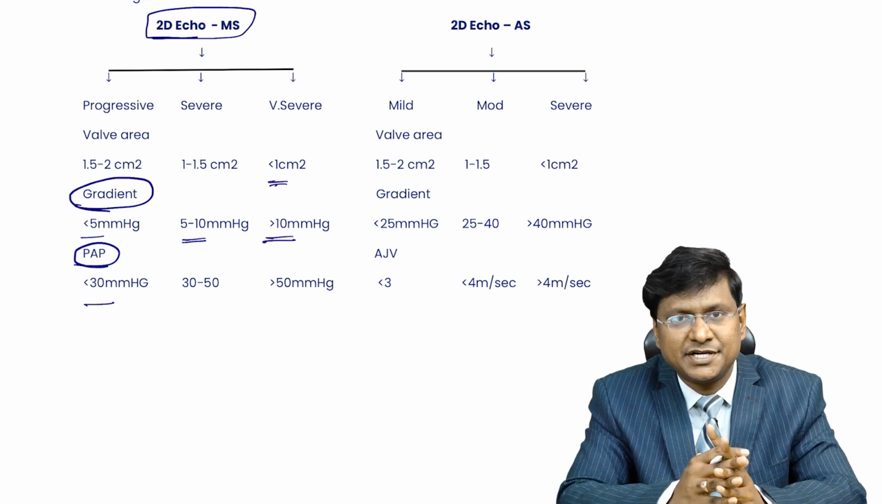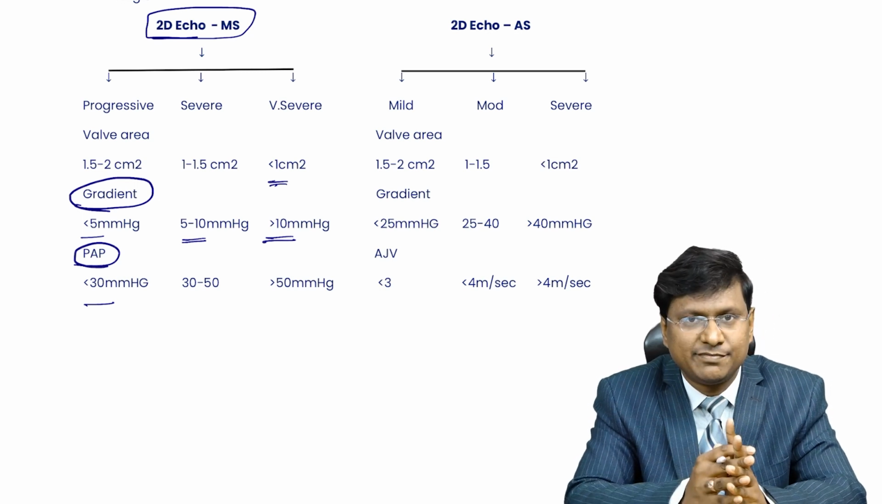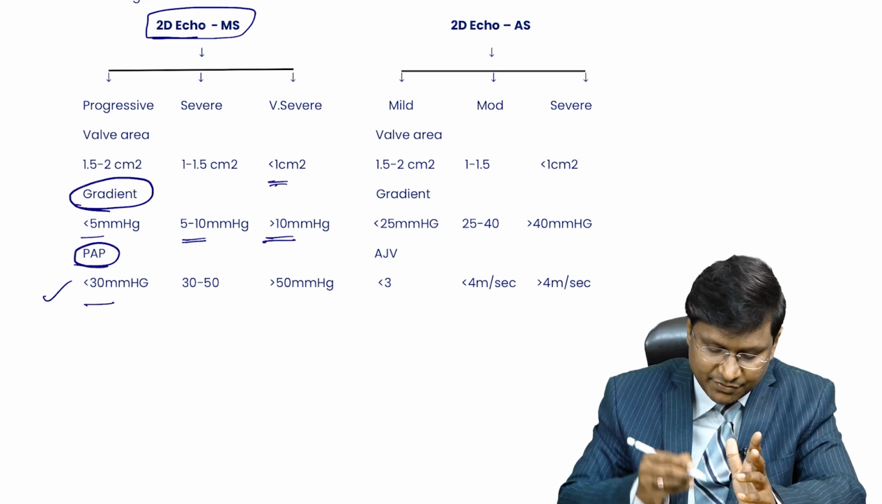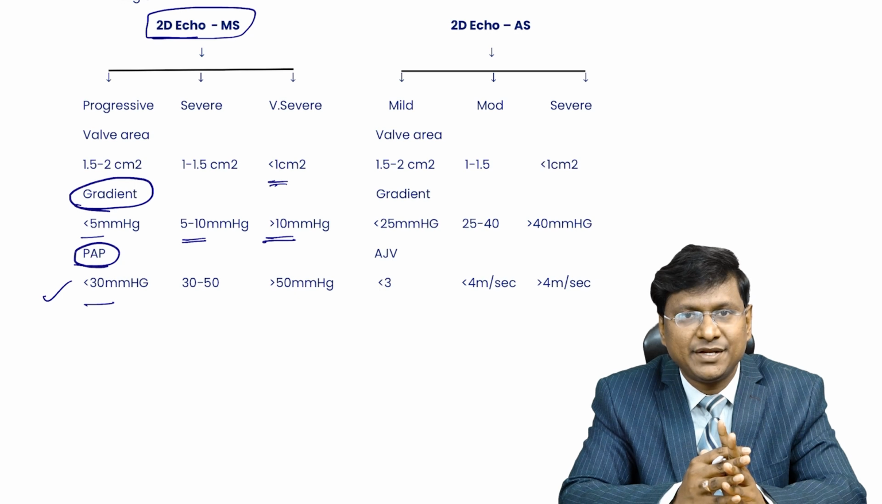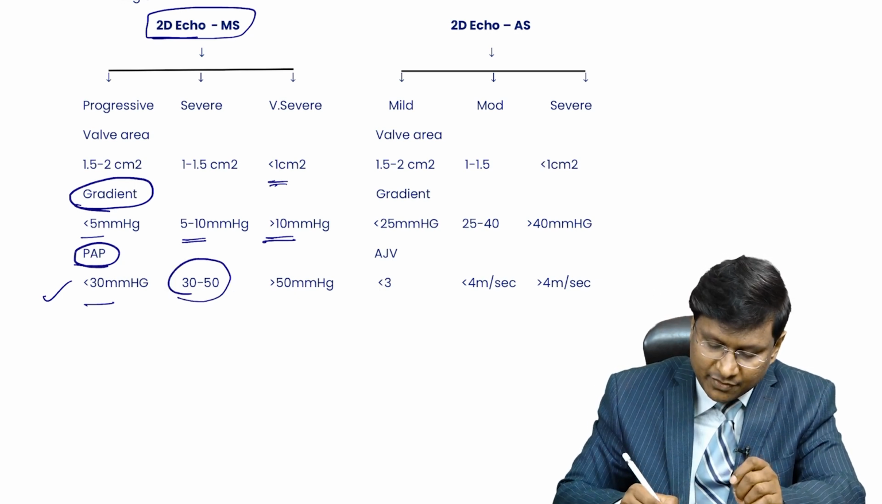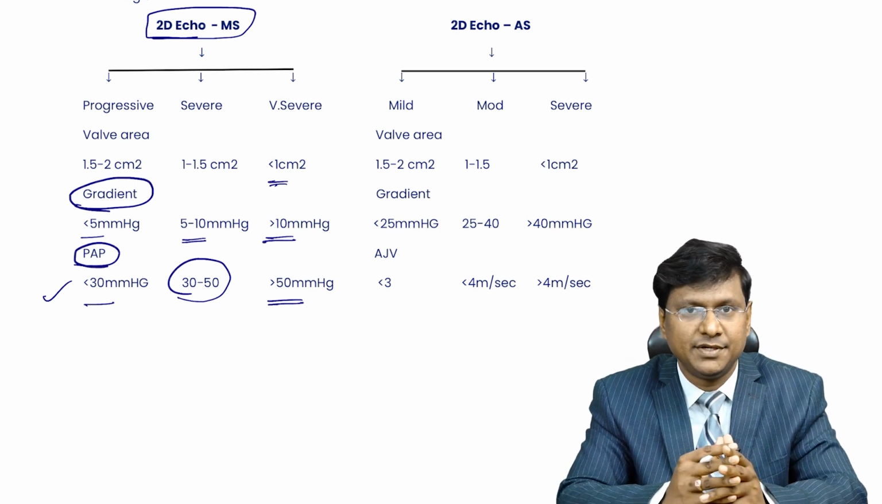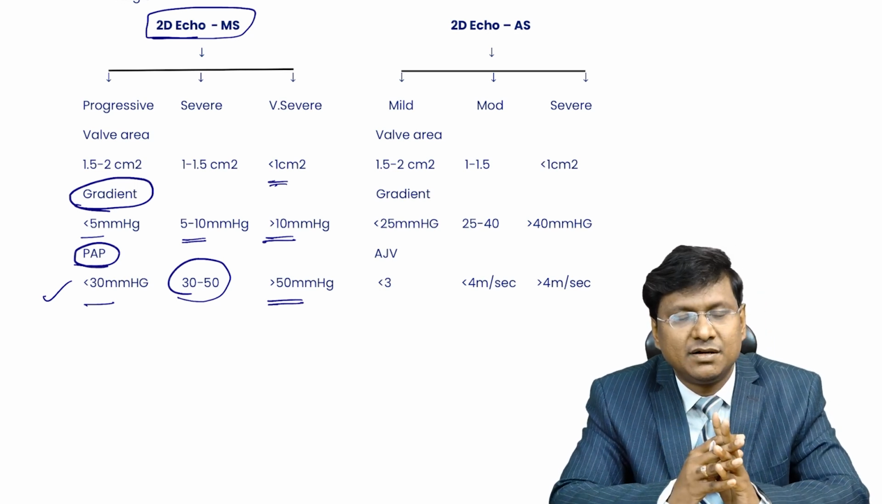And pulmonary artery pressure is raised in patients with mitral stenosis. In patients with progressive mitral stenosis, the pulmonary artery pressure will be less than 30 millimeters of mercury, whereas in severe mitral stenosis, it is 30 to 50, and in very severe mitral stenosis, you will have more than 50 millimeters of mercury. Okay, so this will be the 2D echo finding in patients with mitral stenosis, right?